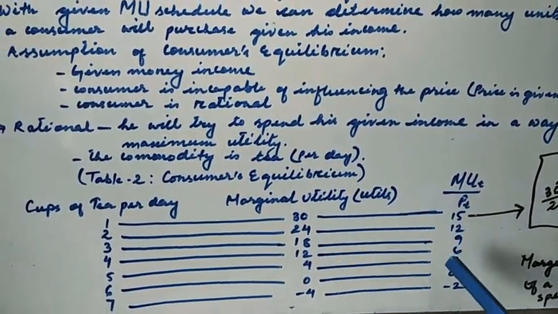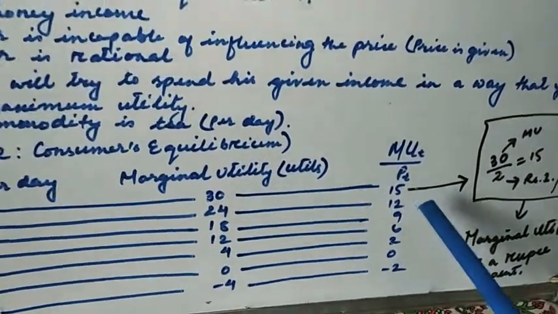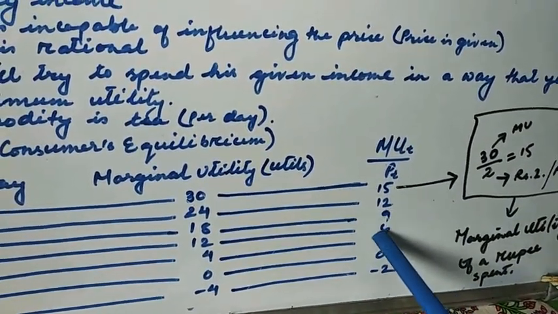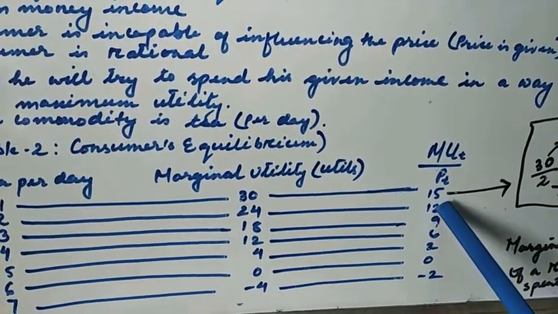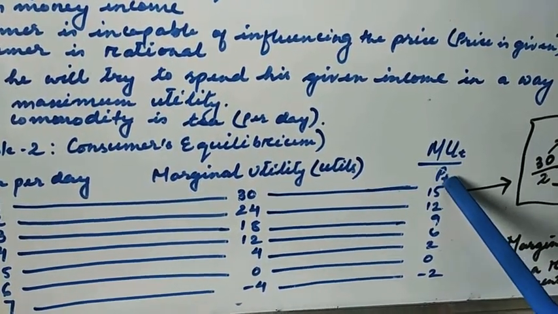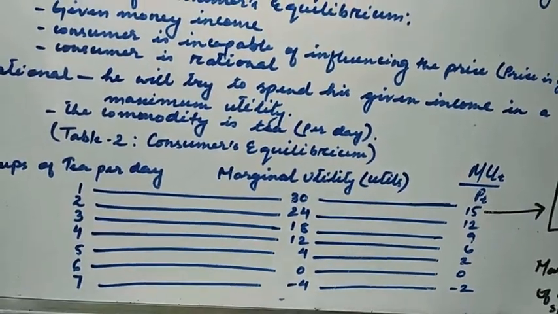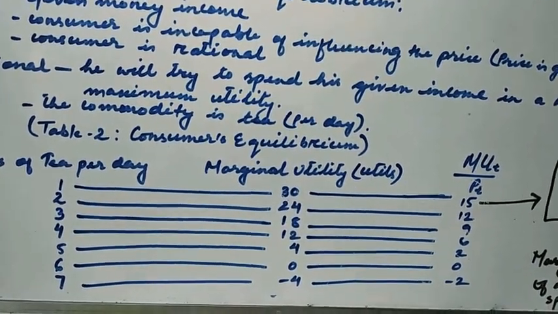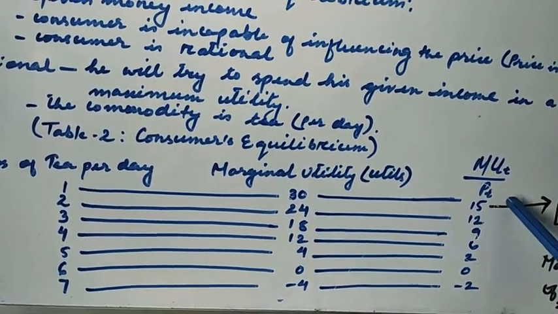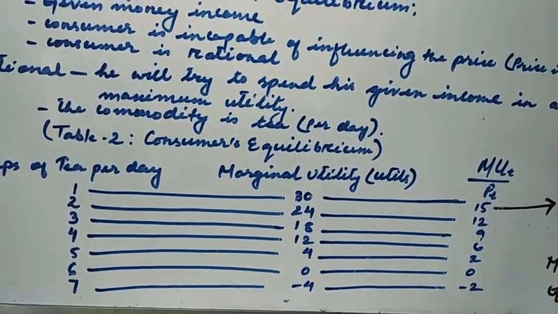is greater than the marginal utility of a rupee in general. We have said that 6 is the marginal utility of a rupee in general. So by consuming the first 3 cups of tea, the marginal utility derived is greater than the general marginal utility. Therefore, he will gain more utility by buying these 3 cups of tea.